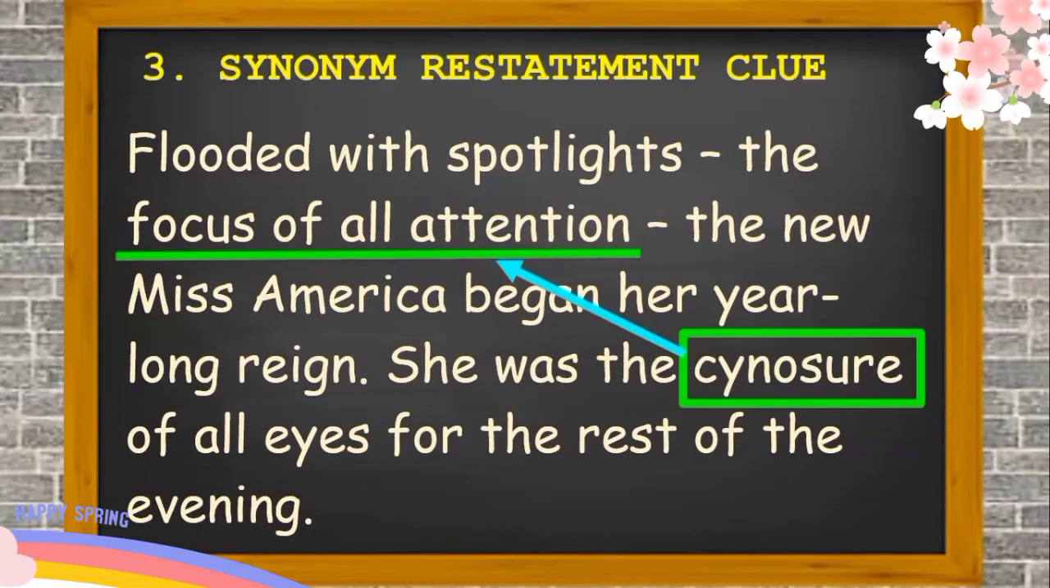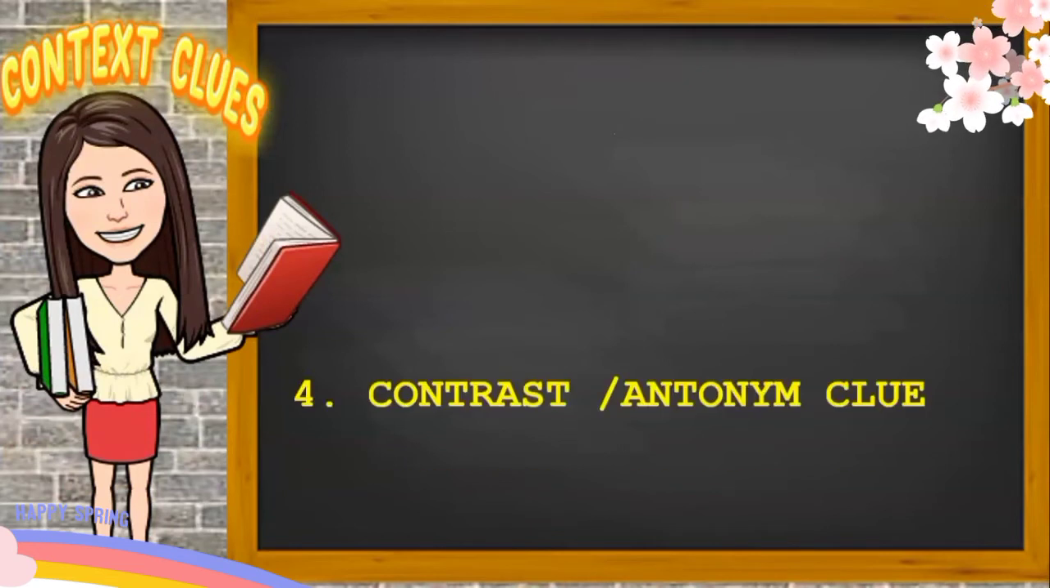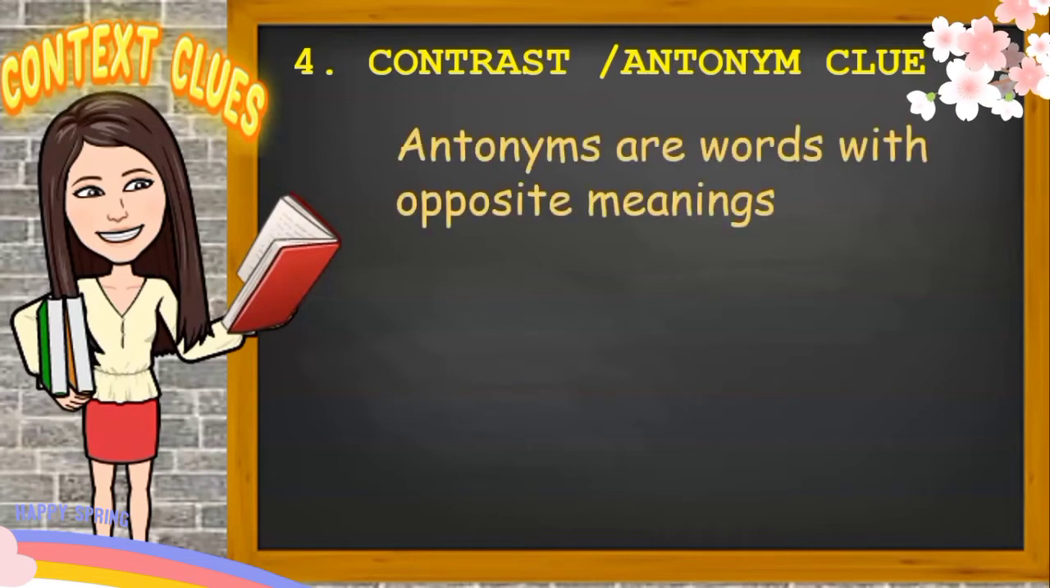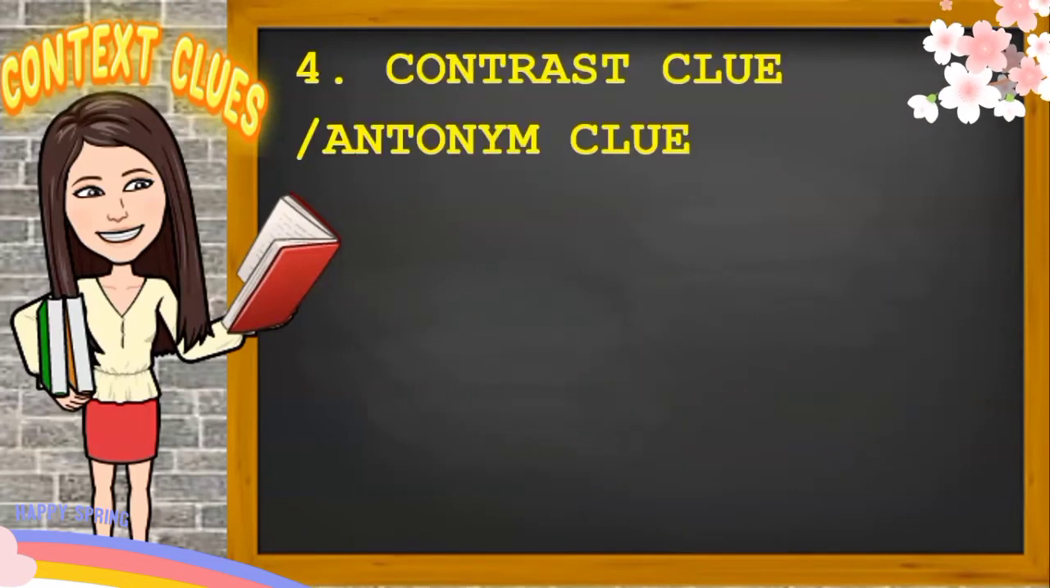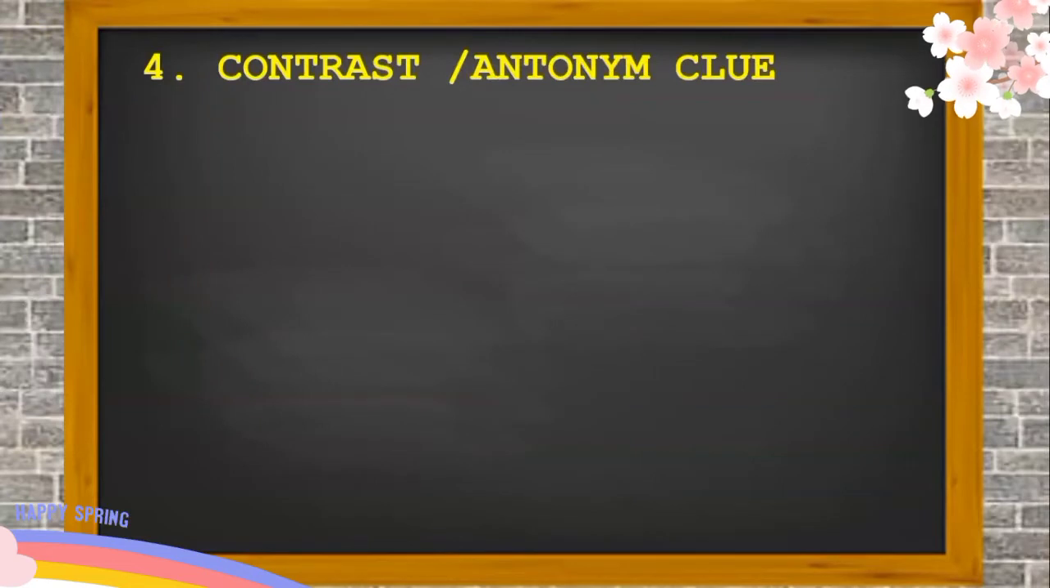Do you understand? Now let us proceed to the fourth type of context clue, which we call contrast clue or antonym clue. Of course, we know that antonyms are those words with opposite meanings. In this case, an opposite meaning context clue contrasts the meaning of an unfamiliar word with the meaning of a certain familiar term. Using this antonym clue, we also have signal words like although, however, and but. Let's take a look at one example we have here.